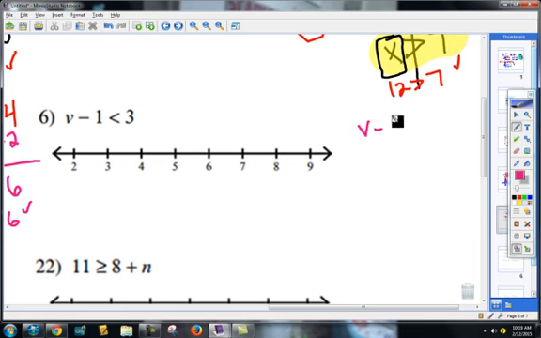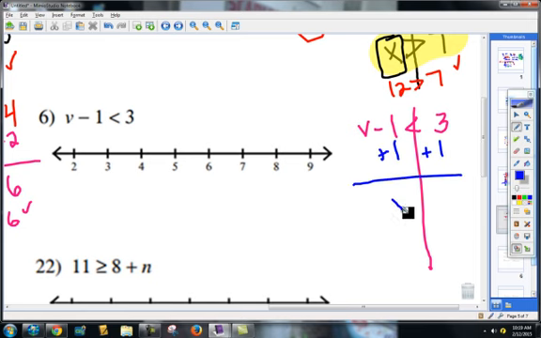Next one. v minus 1 is less than 3. Draw our line. We know that 1 is being taken from the variable. So I'm going to undo that by adding 1. Right, guys? I'm left with v less than 4. Everybody see that? Is that going to be a closed or an open dot? It's going to be an open dot over the number 4.